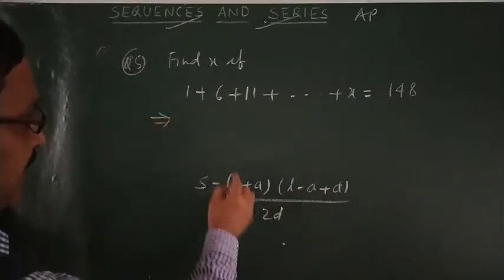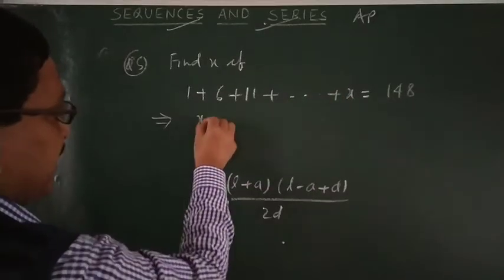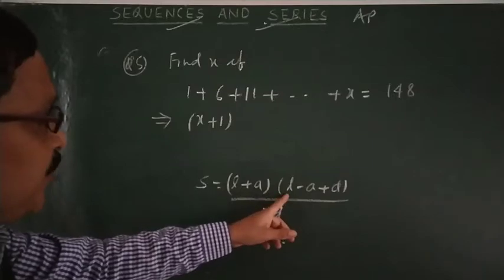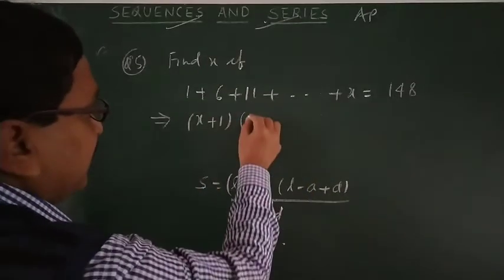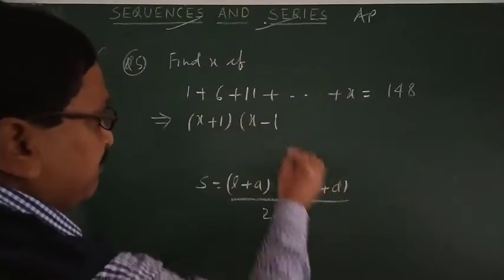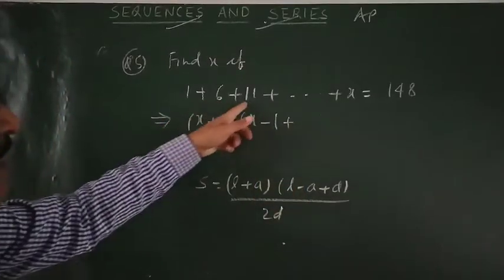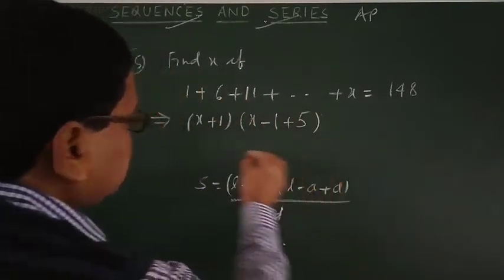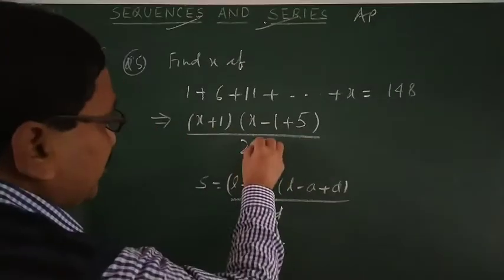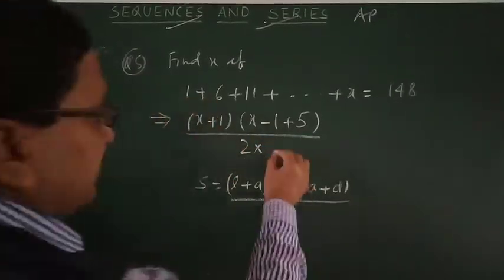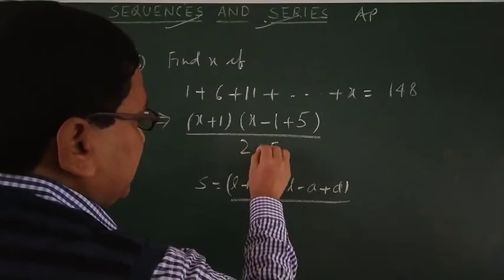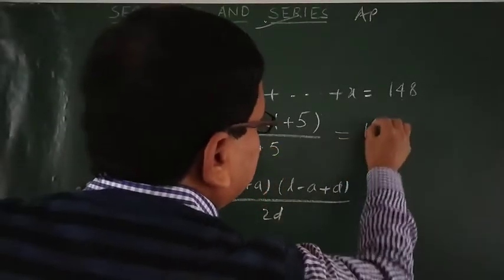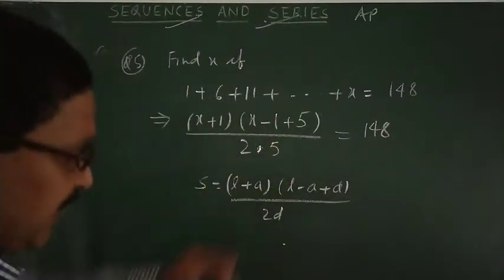So this implies L is X plus 1. In this formula, I am putting the values: L, X minus A plus D. The common difference is 5 everywhere. This is an AP. So D is equal to 5, and 2 multiplied by 5 is 10, is equal to 148. Now this is simple algebra.